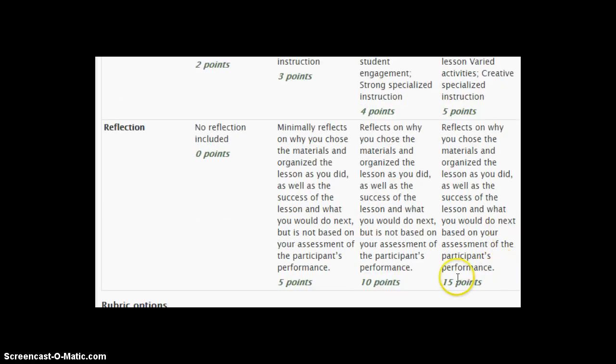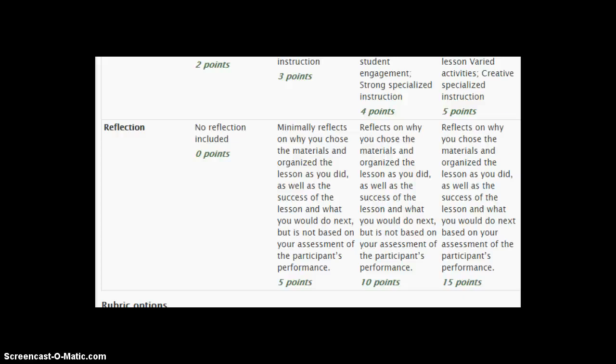And then at the end, the reflection's worth 15 points of this assignment. So you really want to spend a lot of time working on this lesson plan and making it very strong, very supportive of your students' needs. Because that's worth 35 of the 50 points of this assignment. Now, don't get through crafting the lesson plan and then poop out on the reflection, because the reflection is equally as important. It's worth up to 15 points of your 50, and that's a huge chunk.